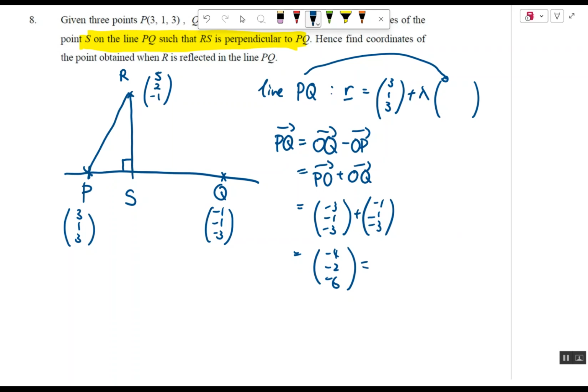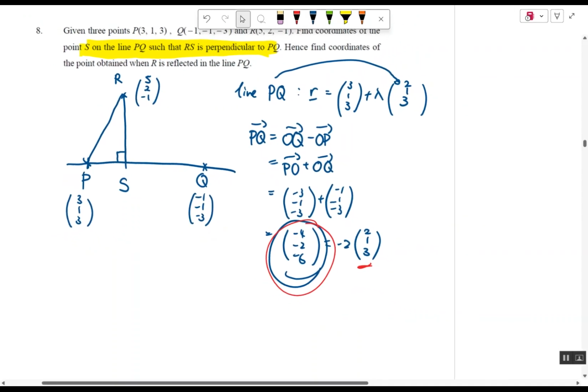What I want to tell you is that the direction vector can be simplified. PQ is in this way, right? So we can take out -2 over here, and that would be (2, 1, 3). So the direction vector, don't take the complicated one. Take the simplified form, because plus lambda means it's a scalar multiple. So this is (2, 1, 3).